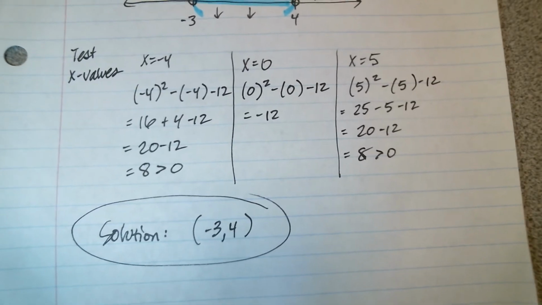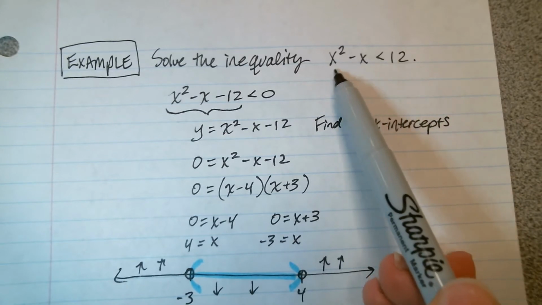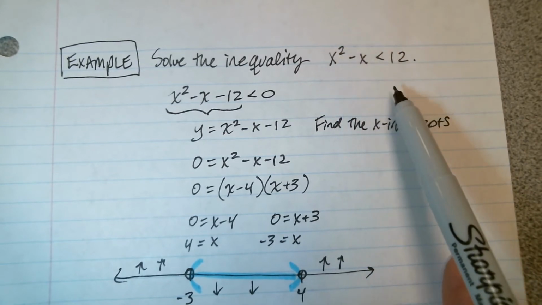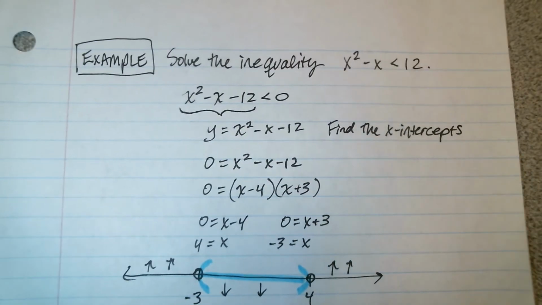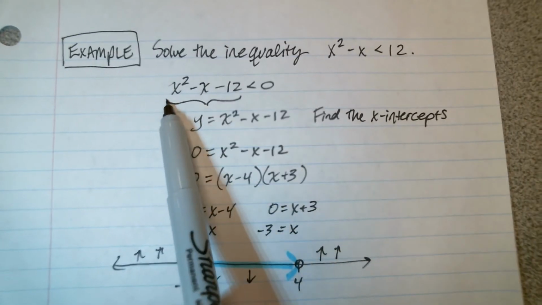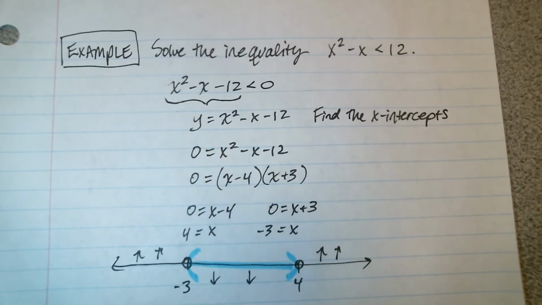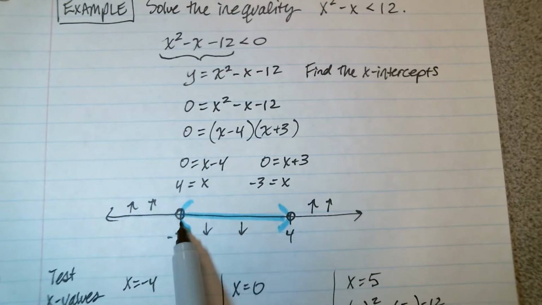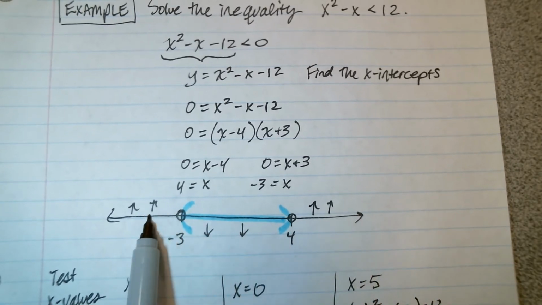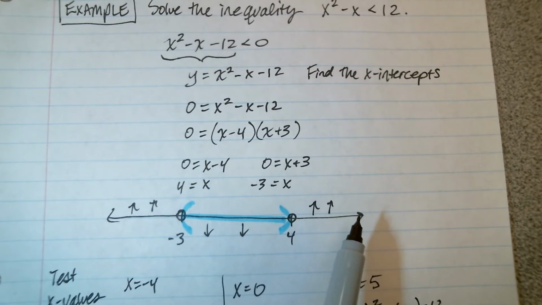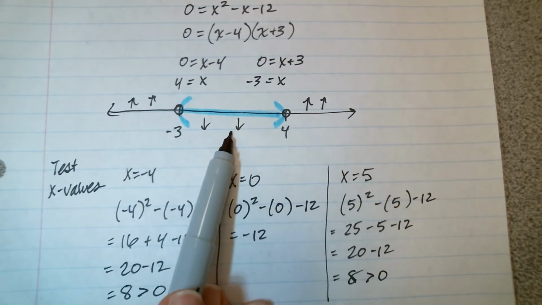So to summarize this method, no matter what inequality you're given, collect all terms on one side of the inequality symbol so you can have 0 on the other. Take your polynomial over here and find its x-intercepts. Plot those x-intercepts on the real number line. They are going to divide your real number line into sections. What you'll need to do is test one x value from each of those sections.